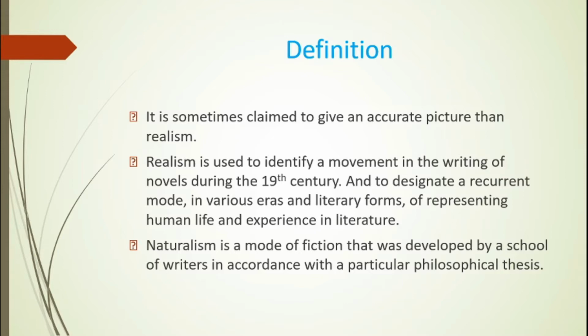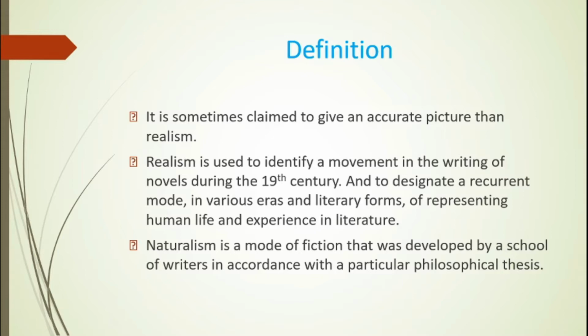It is sometimes claimed to give a more accurate picture than realism. So, an accurate picture, the reality of life. Naturalism gives an accurate reality of our life, meaning what is our original life? You know that real life is different. Real life means the movies, the TV serials which you watch. These are not actually original, but you know what your life is. So naturalism depicts your real life, and realism also depicts the same.